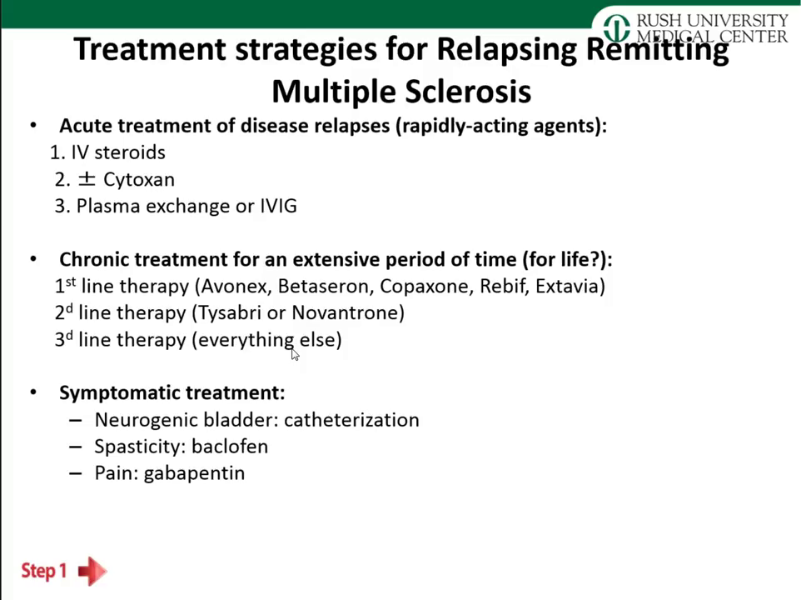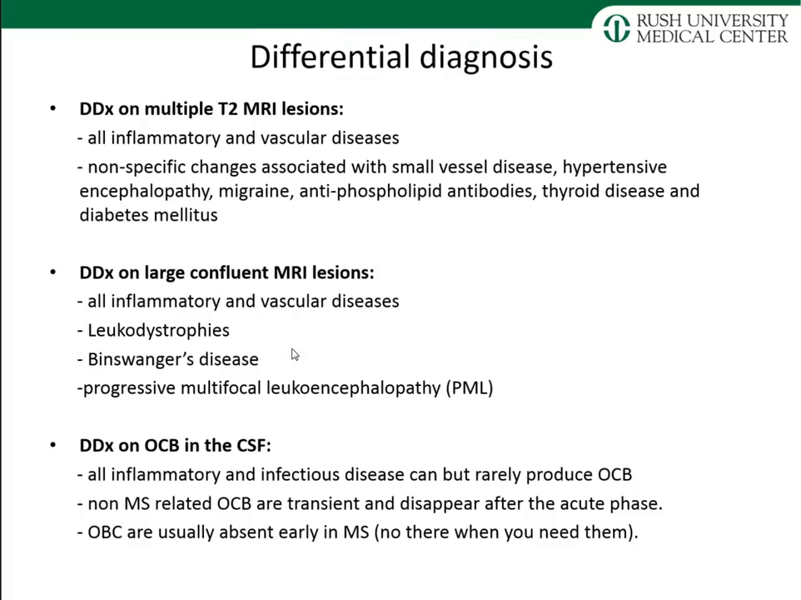Symptomatic treatment also has a role in these patients. For patients who have neurogenic bladder, which is very common in this disease, these patients will be given specific medications or catheterization on a regular basis in order to pull out the urine. Spasticity can be treated with medications such as baclofen, and pain is treated with medications such as gabapentin or tricyclic antidepressants.